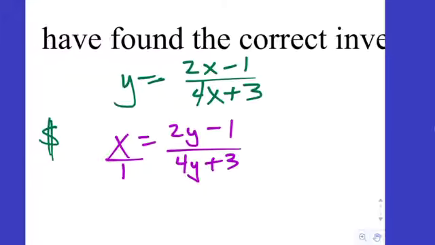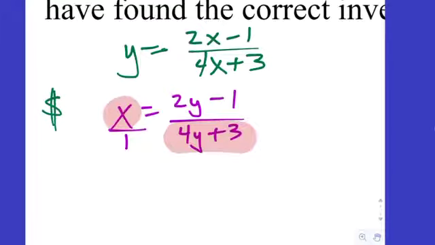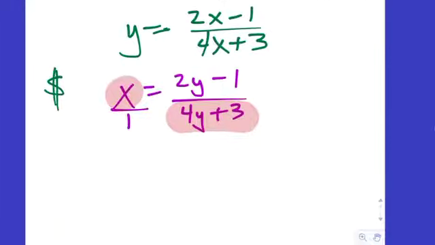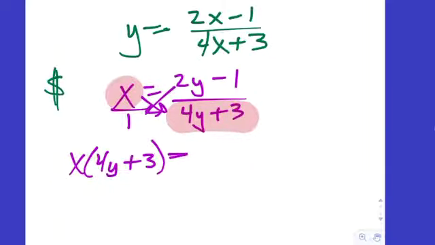Very well, if you're going to interchange things, that whole thing and that whole thing can be switched. Their places can be interchanged. This is a proportion if you put it over 1. And anytime you have a proportion, you can always cross multiply. So if you multiply down this diagonal, you'll get x times 4y plus 3 equals, if you multiply down the other diagonal, 2y minus 1 times 1, which is just 2y minus 1. So when in doubt, cross multiply.